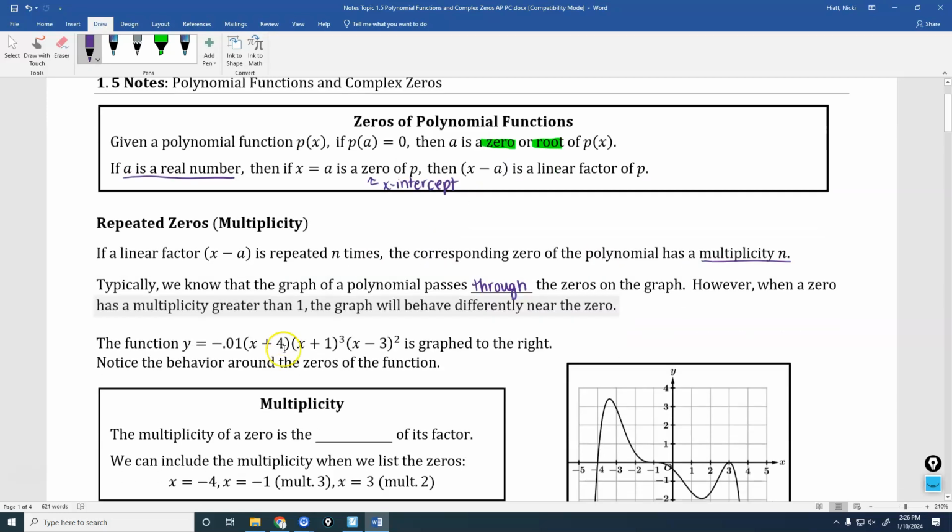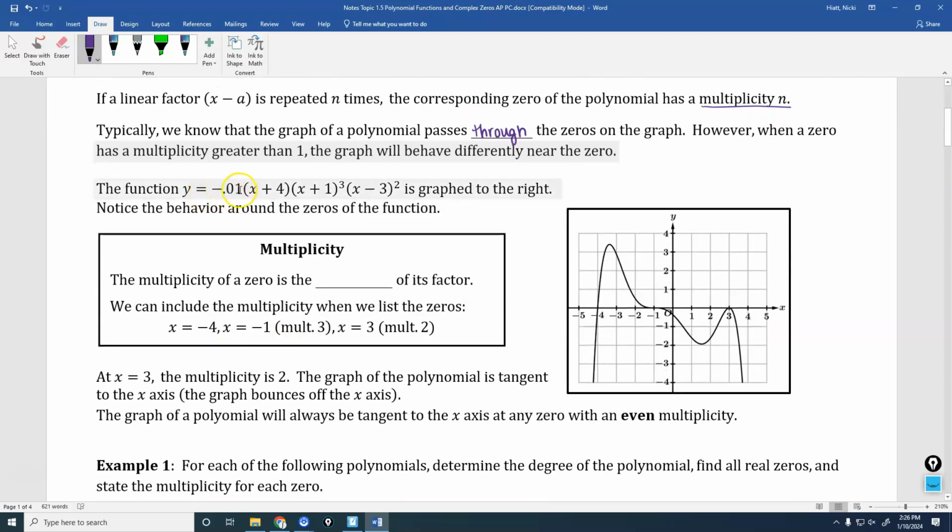So, for example, right here we have the graph of negative 0.01 times x plus 4 times x plus 1 to the third times x minus 3 to the second. And if we look at the multiplicity and the behavior and how that relates, we have x plus 4 as a factor. That means we should have a 0 at x equals negative 4. We have x plus 1 as a factor. That means we should have a 0 at x equals negative 1. And we've got x minus 3 as a factor. That means we should have x equals positive 3 as a 0.